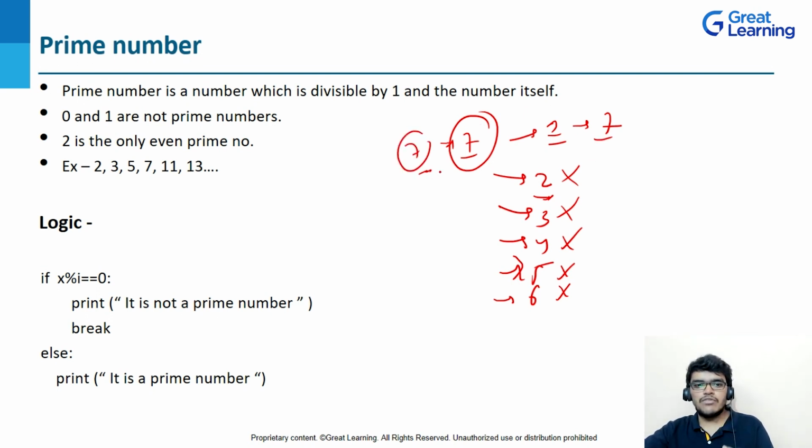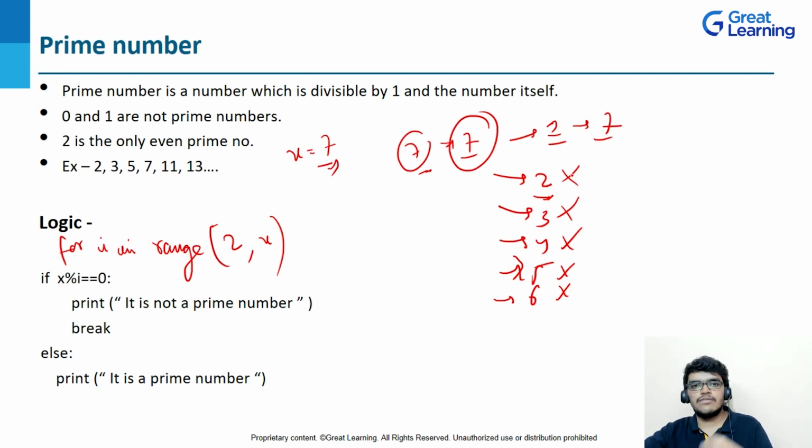The logic will be simple for a prime number. I will create a for loop: for i in range, and I will start with 2 and then write here x. Let's suppose my x is equal to 7 here, right? So it will go from 2 to 7. If I want to check whether 7 is a prime number or not, I will start from 2, then go to 3, 4, 5, up to 6, right? So I will check the numbers in between. That is, the number will start from 2 and go up to the number minus 1, right?